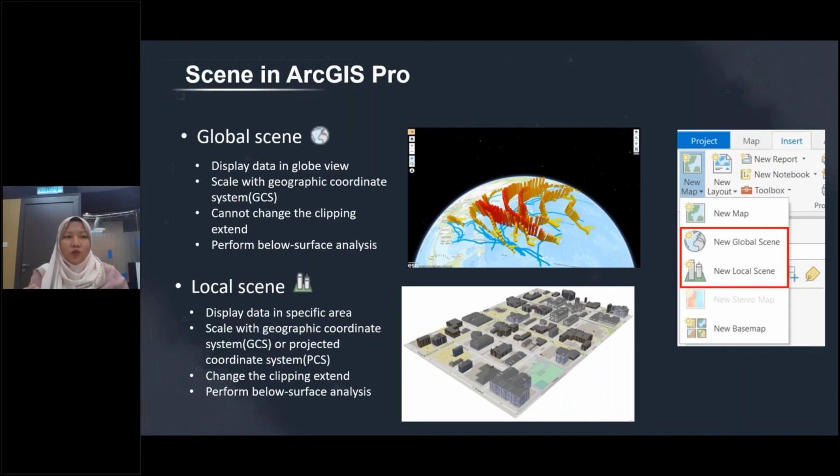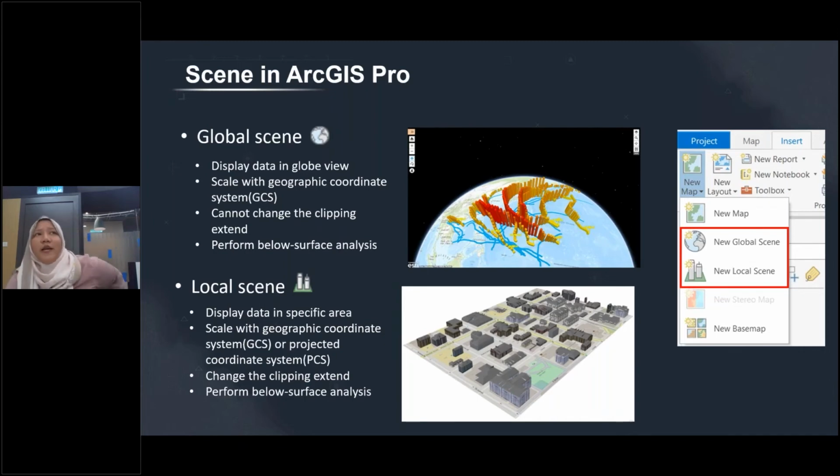So you need to use this local scene. The global scene scales with the geographic coordinate system, but the local scene scales with the projected coordinate system. And then in the global scene, you cannot change the clipping extent. If let's say you want to work with a specific area, you cannot clip or cut the surroundings of it. But in the local scene, you can do it. And for the global scene, you cannot actually perform below surface analysis, but for the local scene, you can perform below surface analysis.